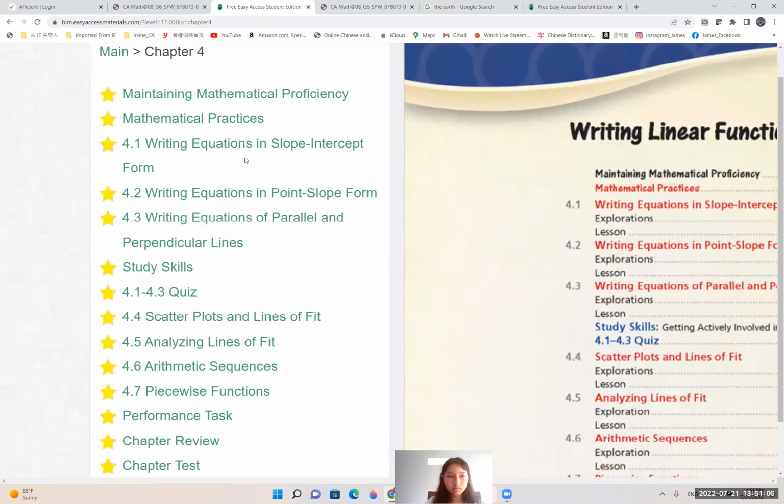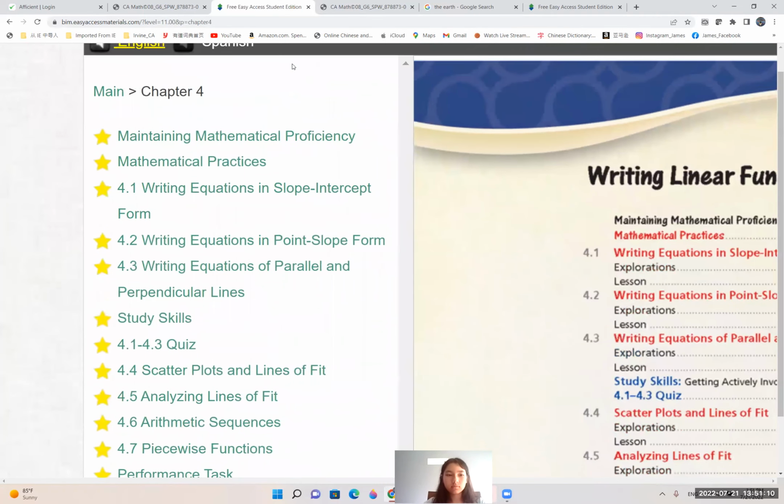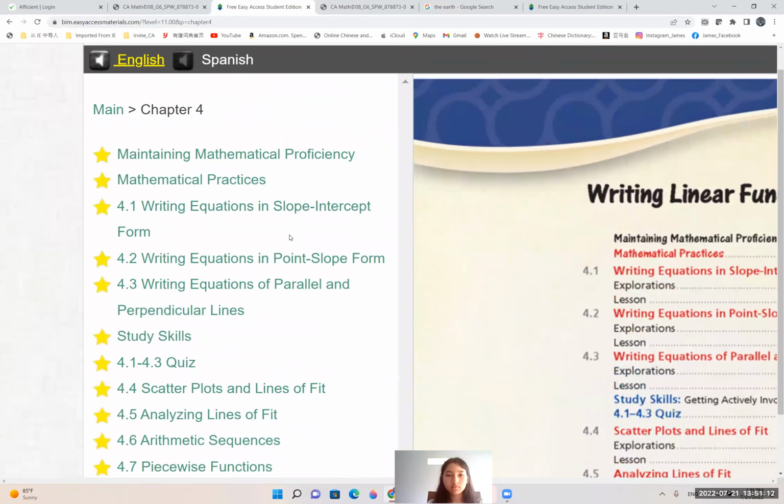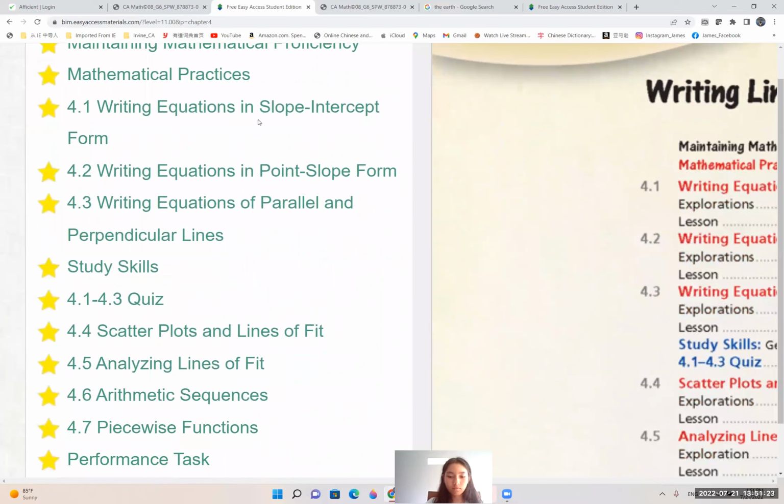So chapter 4 still talks about linear equations or functions, right? Correct? So yeah, we'll go through its contents. Write the equation in slope-intercept form. Then point-slope form. Then parallel line and perpendicular line.